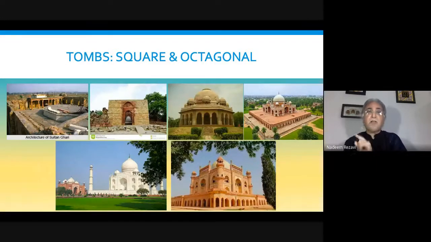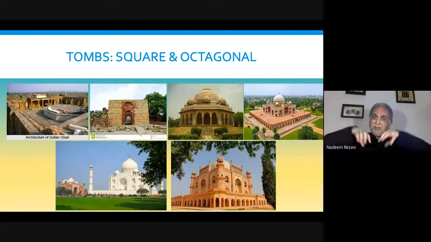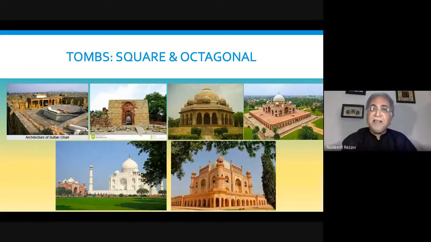The first octagonal tomb was the tomb of Khan-e-Jahan Telangani, which I have already mentioned. It is in a very bad shape today. It is all surrounded from all the sides. It is octagonal with chhatris, just like this tomb which you find here, which is of the Sayyid period.